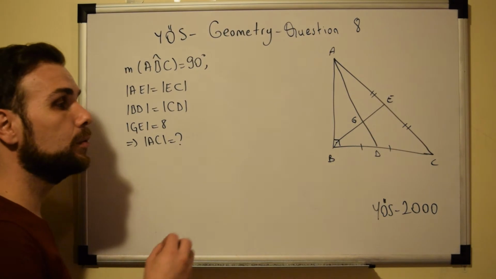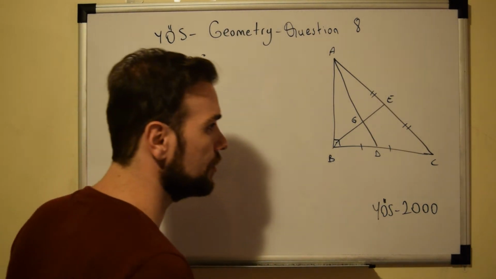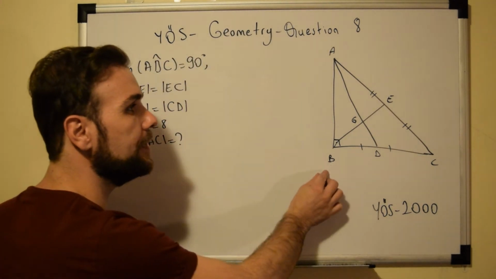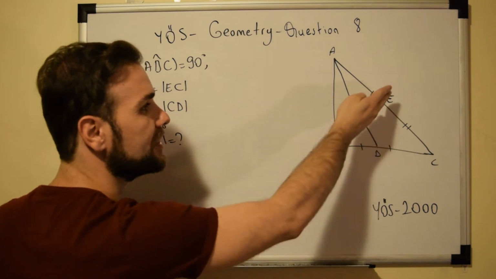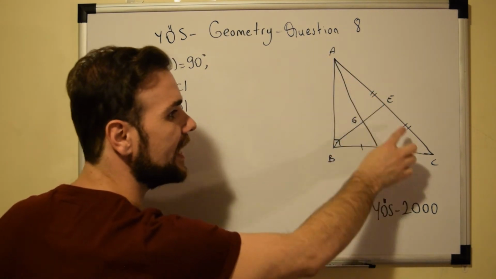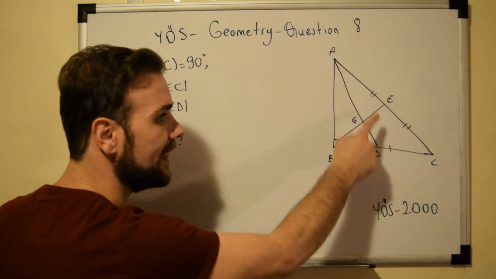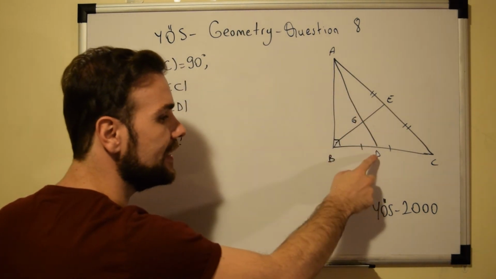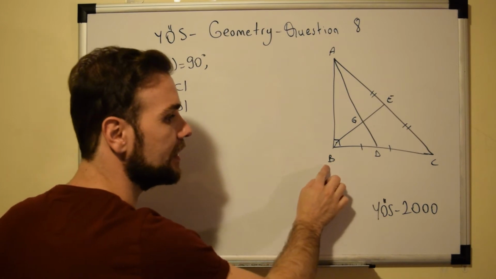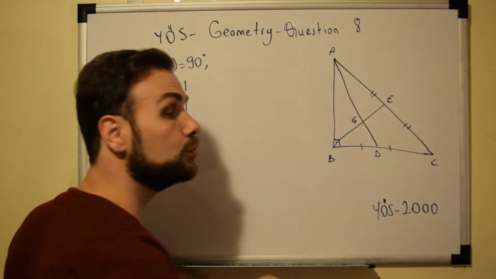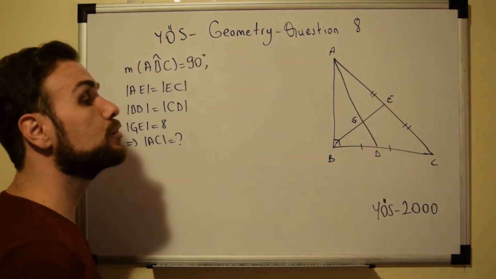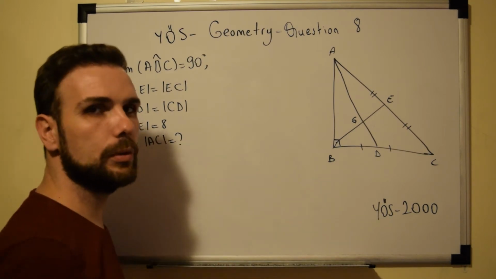Now, what can we see here? What is the situation over here? We can see that BE divides the side AC into two equal parts. Moreover, we see that the side AD divides the side BC into two equal parts as well. So what does that mean? There is a special rule we have to apply.